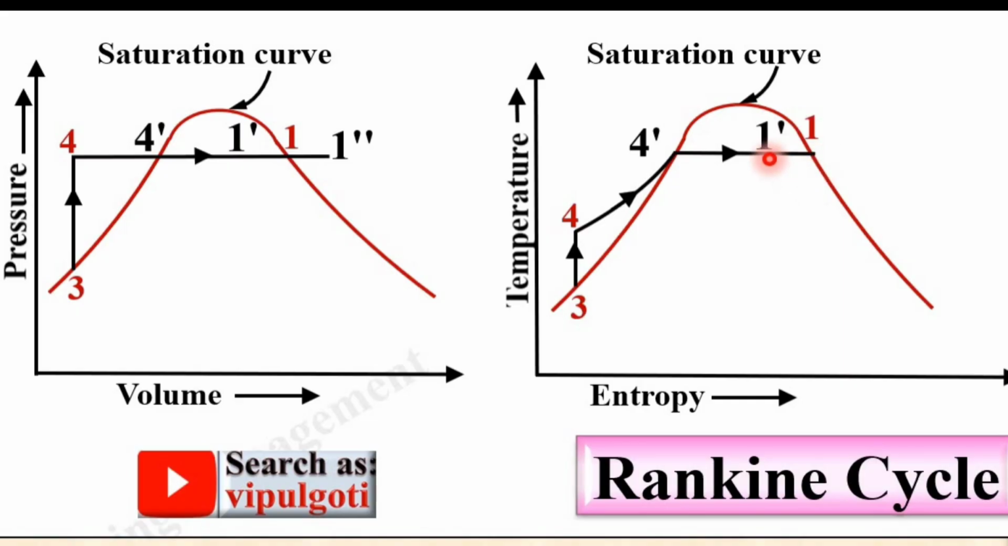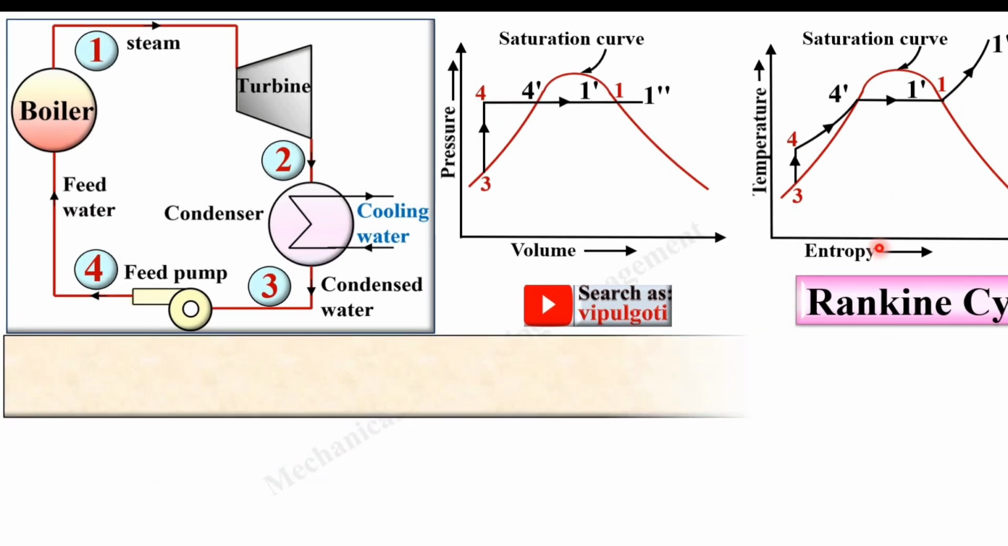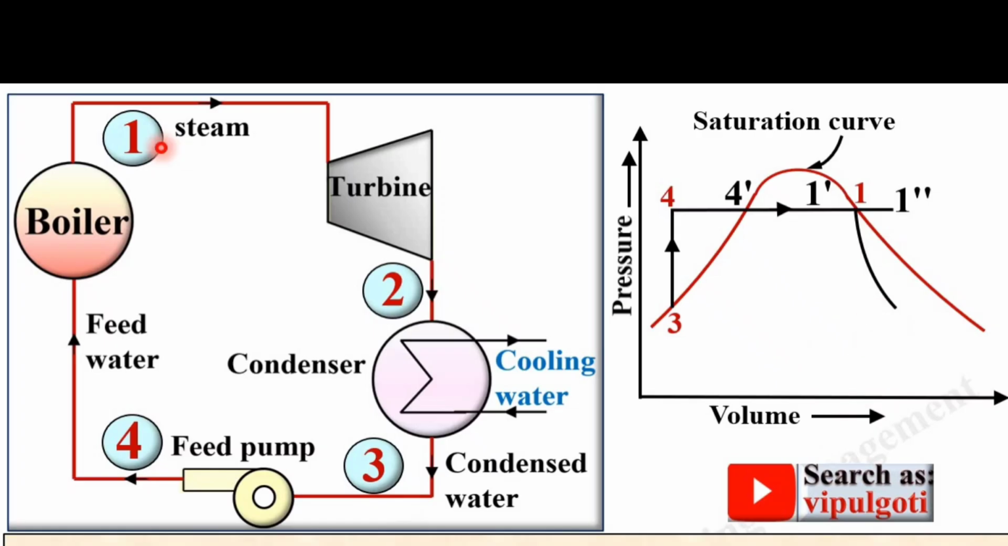Again over here 1 dash is for the wet steam and 1 double dash is for the superheated steam. My dear friend, keep in mind on the temperature versus entropy diagram, this is the curve. Now process 1-2 in the turbine. The steam enters into the turbine where the steam expands isentropically to the condenser pressure. So here the pressure is reduced, and so it will be like this 1-2 process.